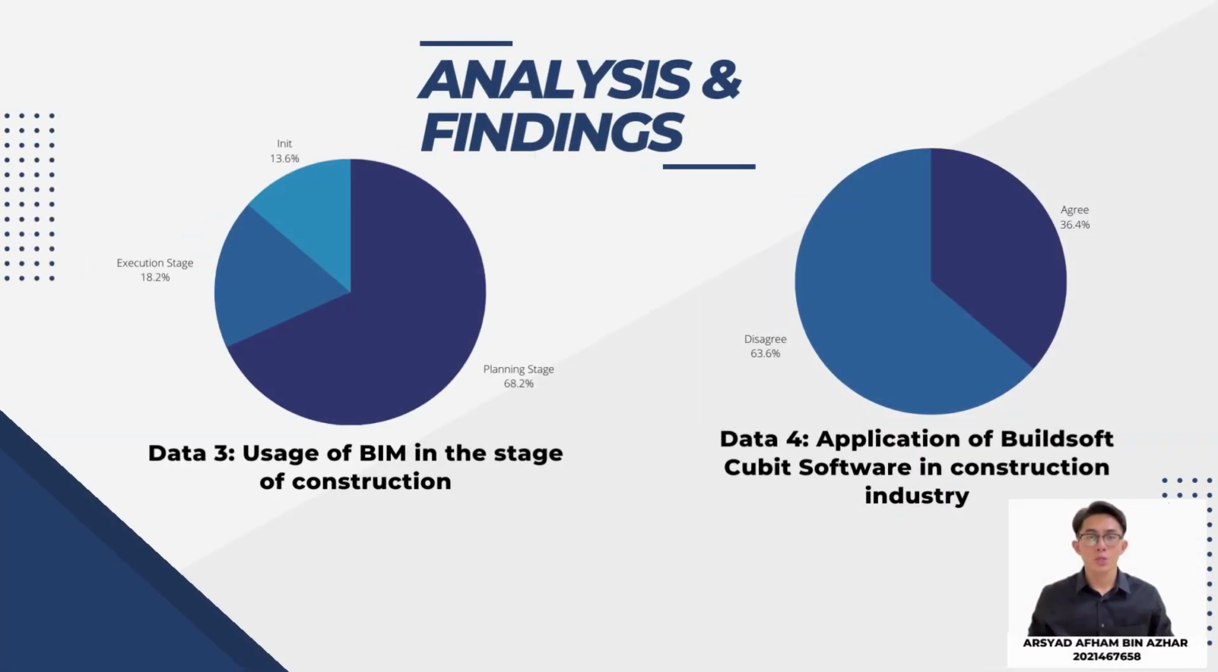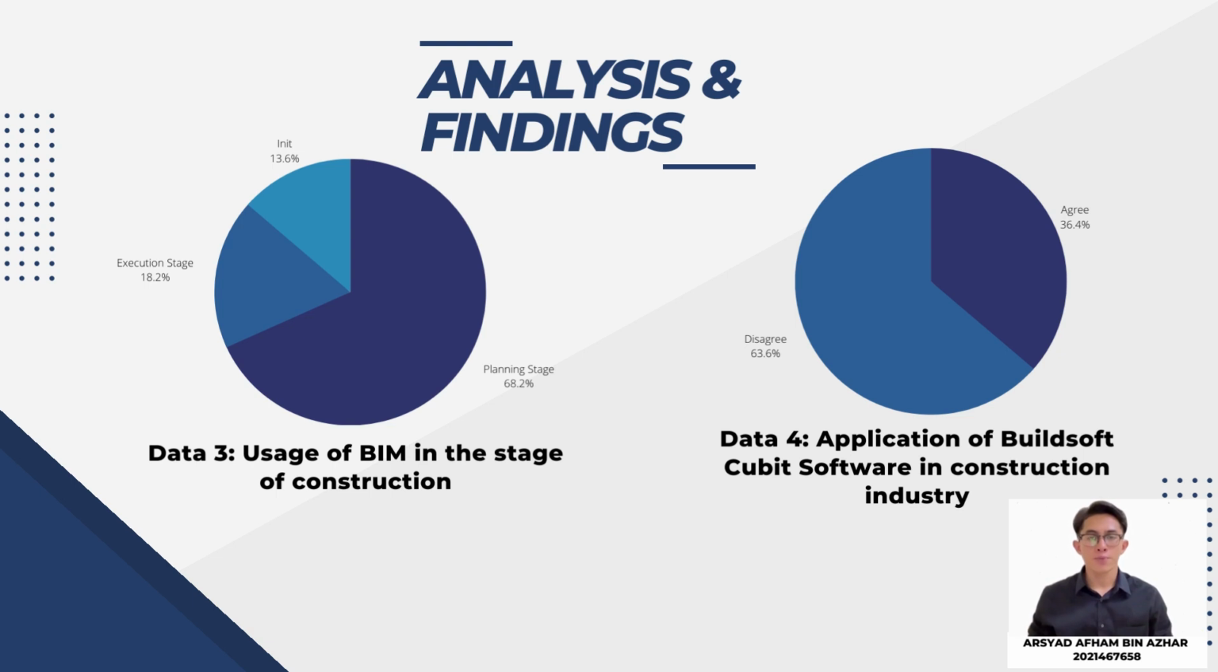Next, data 3 shows us the usage of BIM in the stage of construction. Based on the survey that has been conducted on what stage the BIM application is used the most, the higher usage of the BIM method is at the planning stage as much as 68.2%, meanwhile for the execution stage it is only 80.2%. Lastly, only 13.6% of BIM applications are in the initiation stage. The data are shown above.